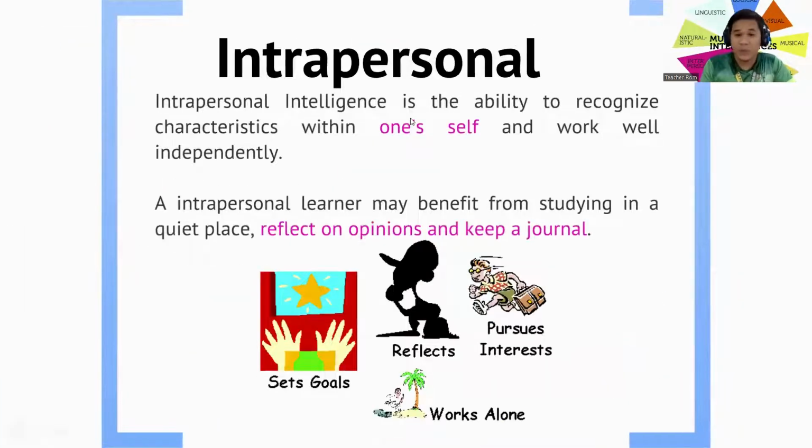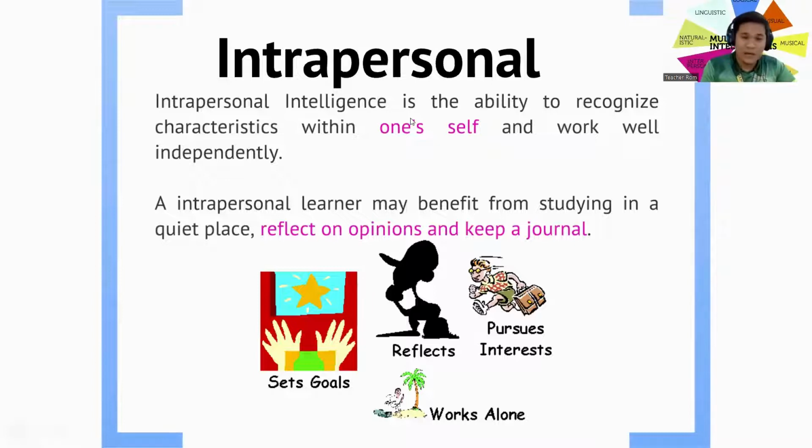Next is the intrapersonal. So this is contradicting the interpersonal. The intrapersonal intelligence is the ability to recognize characteristics within oneself and work well independently. So there are also other students na they love to work independently. Mas hindi sila natututo kapag maraming discussion and so on. Mas naiintindihan niya yung lesson kapag siya lang mag-isa, nasa isang area, and nagbabasa. The intrapersonal learners may benefit from studying in a quiet place.